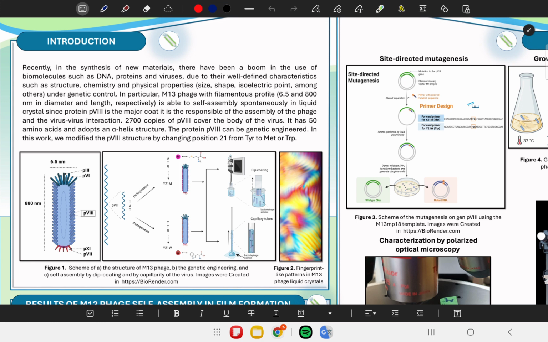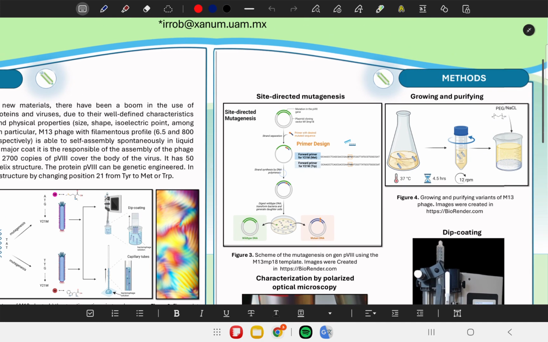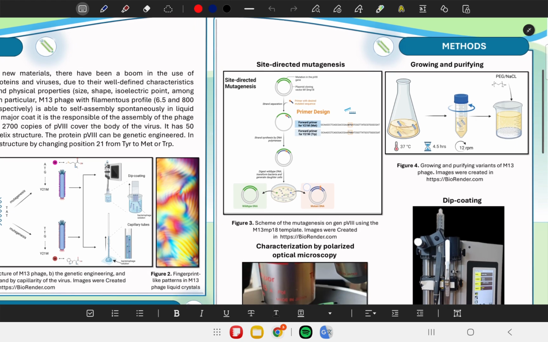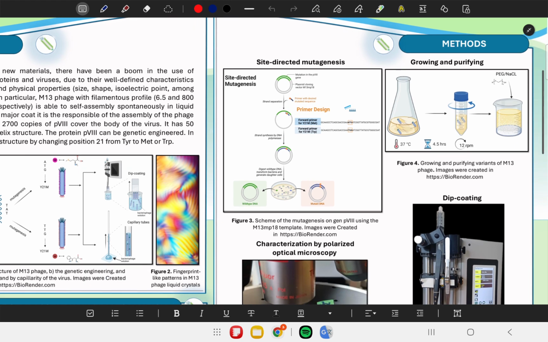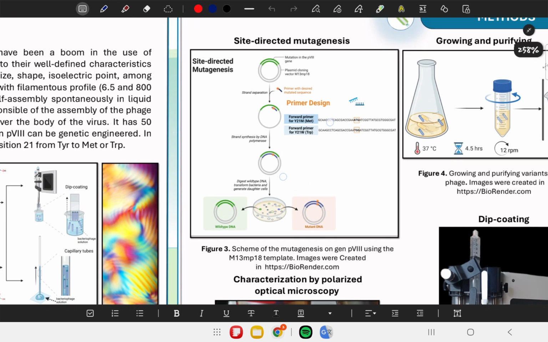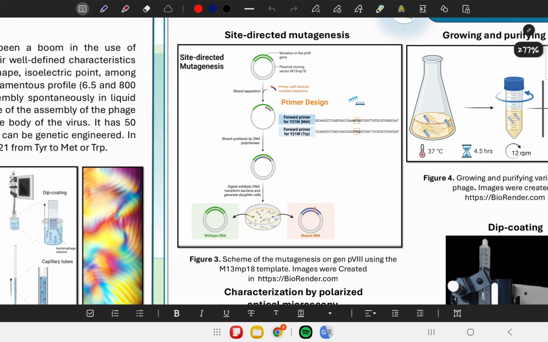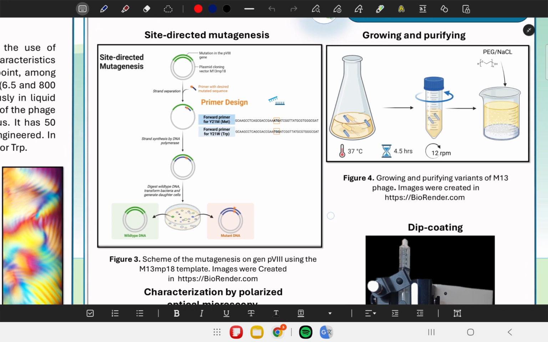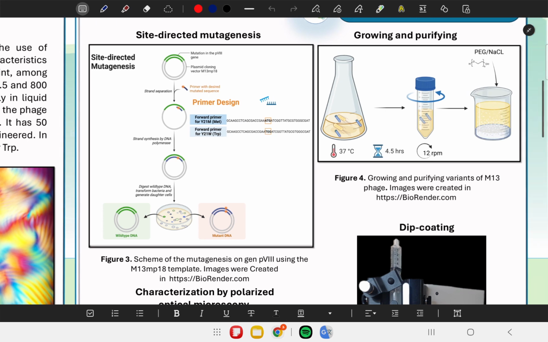In this work, we genetically modified the P8 protein sequence by changing the isoleucine at position 21 to methionine and tryptophan. The methods used to create the mutants were directed mutagenesis of the P8 protein using the M13 plasmid. We used specially designed primers that have the desired mutant sequence. We synthesized using DNA polymerase, then we did digestion and transformation to get plates with the mutant DNA.